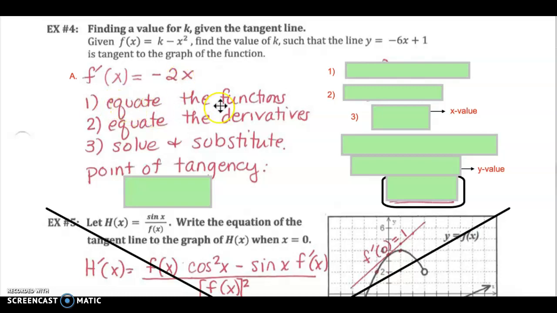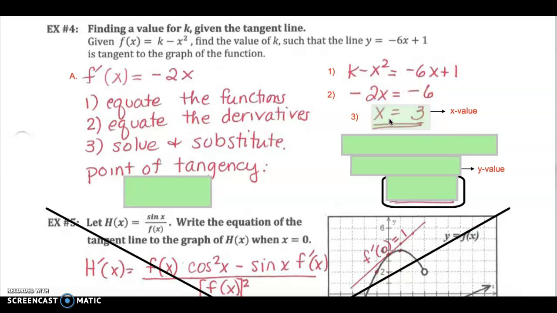Alright, so step 1 is to equate the functions. Now what that means are these two functions up here. We have f of x and we have y. Okay, so we want to make those equal to each other, which is right here. Now, step 2 says to equate the derivatives. So we just take these equations and we find the derivative of each of them. We know that this side is negative 2x and this side is going to be negative 6. Now we can solve for x. So if we solve for x, we get x is 3, and that's our x value.